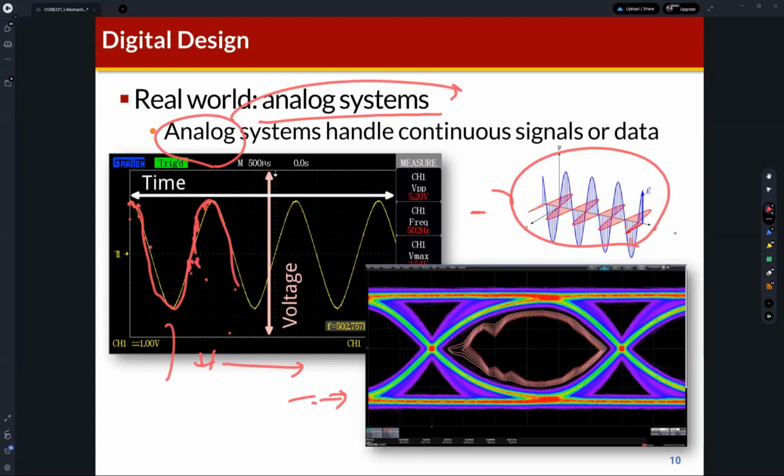Also, analog signals are weak against noise. So what is noise? Irrelevant signals are added to our analog signals, and then these signals work as noise signals. And if signals include noise signals, it's not easy to handle these signals. Okay?